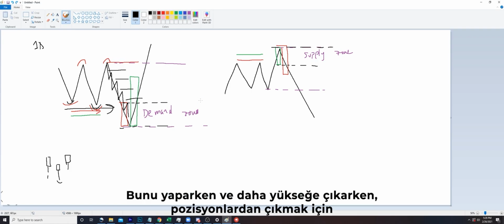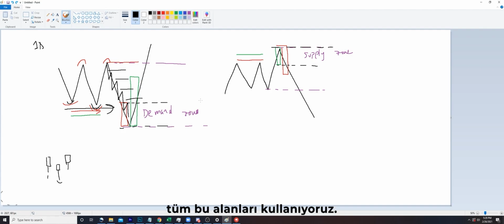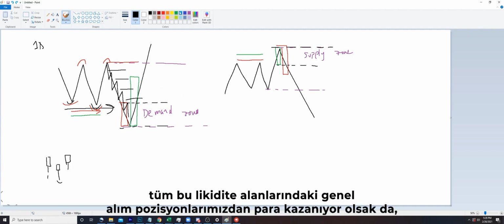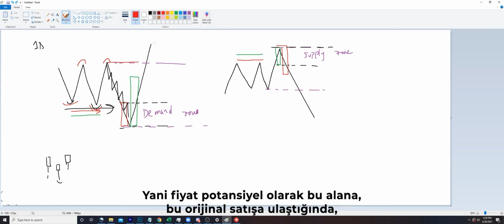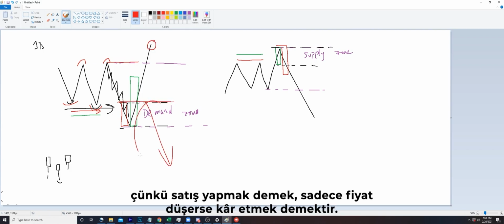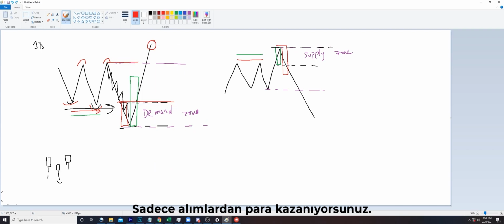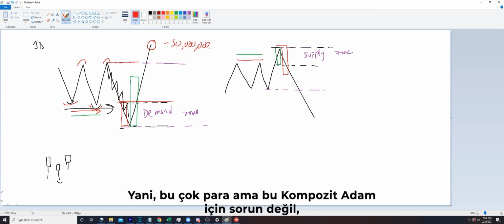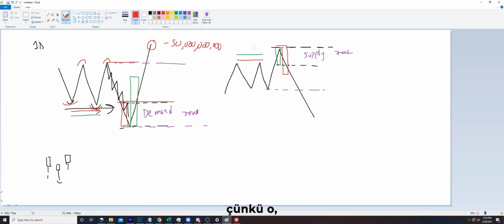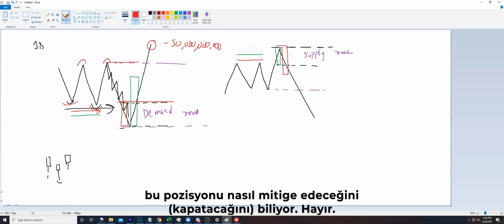So as we're doing this and moving higher, we're using all these areas to exit positions. But what we don't realize is that although we're making money on our overall buy positions at all these areas of liquidity, we're losing money on this earlier sell. So by the time price reaches potentially this area, this original sell, because selling means you're only profiting if it's going lower, you're only making money on the buys, but the sell is worth, let's say, negative $50 billion at this point. That's a lot of money, but this is fine for the Composite Man because he understands how he's going to mitigate this position.